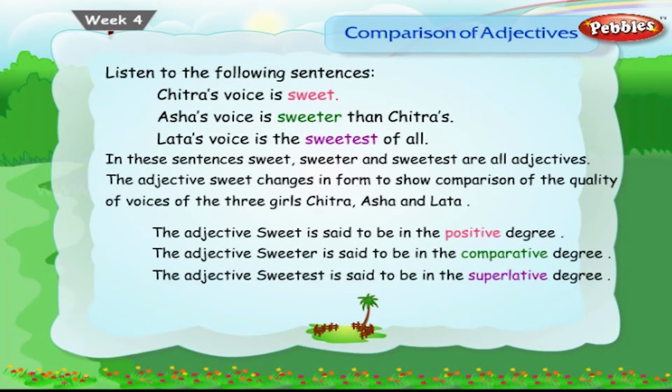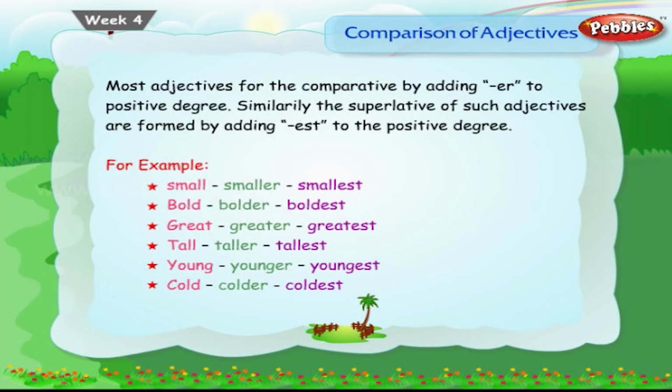and Lata. The adjective sweet is said to be in the positive degree. The adjective sweeter is said to be in the comparative degree. And the adjective sweetest is said to be in the superlative degree. Most adjectives form the comparative by adding er to the positive degree. Similarly, the superlative of such adjectives are formed by adding est to the positive degree.